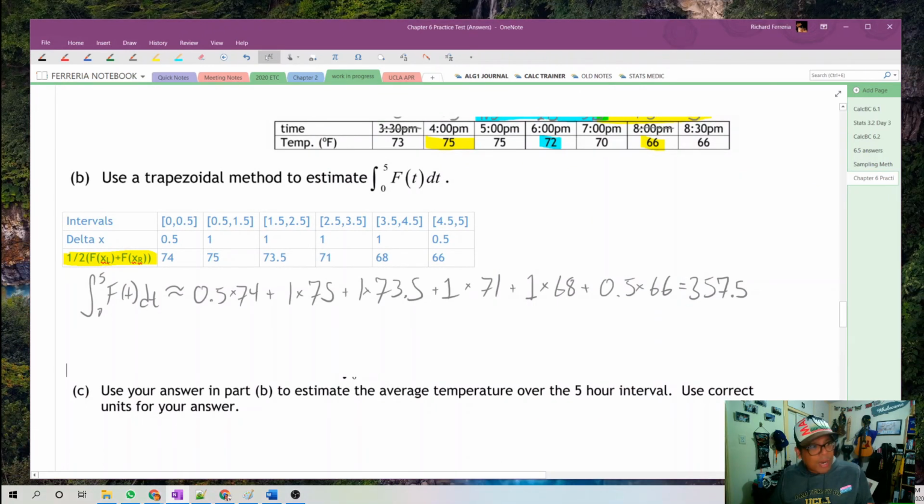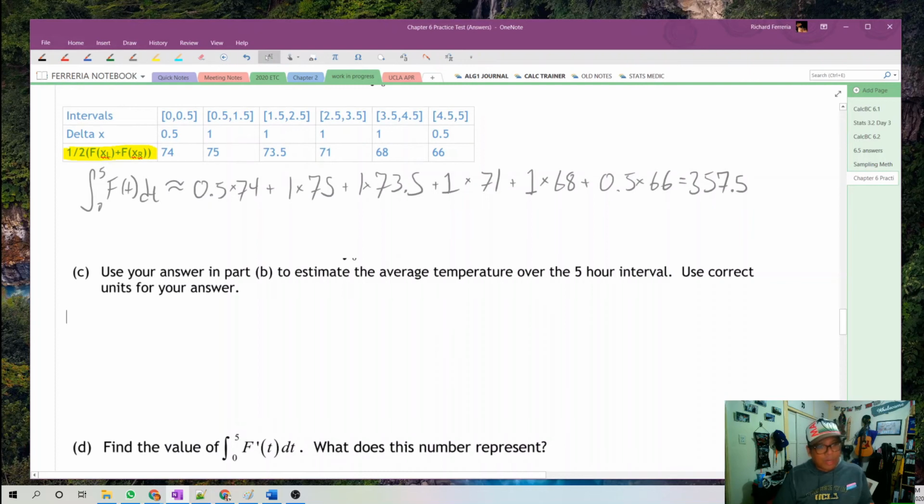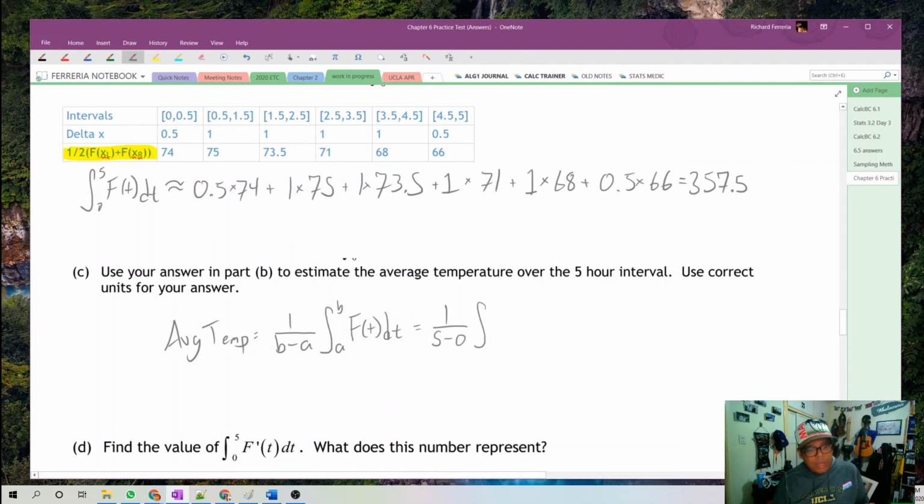Okay. Now, use our answer in part B to find the average temperature in that 5-hour interval. So this is the average formula, average temperature. Now the average of anything in calculus is 1 over b minus a integral from a to b of whatever the function is. In our case, a and b are 0 and 5. So 1 over 5 minus 0 integral from 0 to 5 of f(t) dt. Well, we have an estimate for that integral. Our estimate was 357.5. That's what we got in part B. And when we do that division, 71.5.